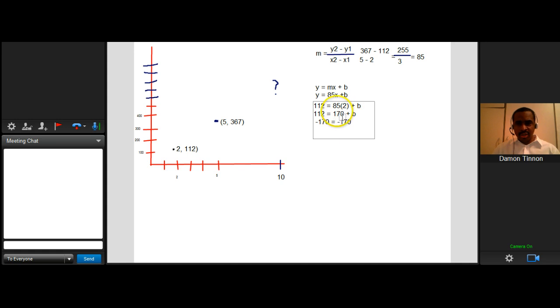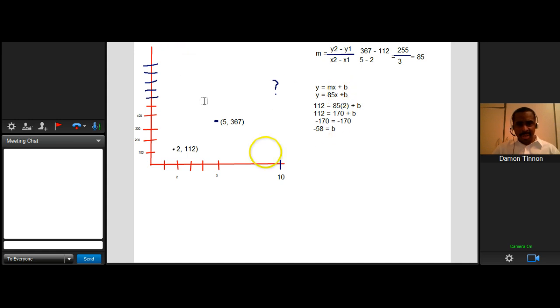Okay, so that 170 minus 170 is going to cancel out, and that's going to leave b by itself. Then 112 minus 170 is going to give us a negative value. Actually, negative 58 is going to equal b. So now we have found this point b.